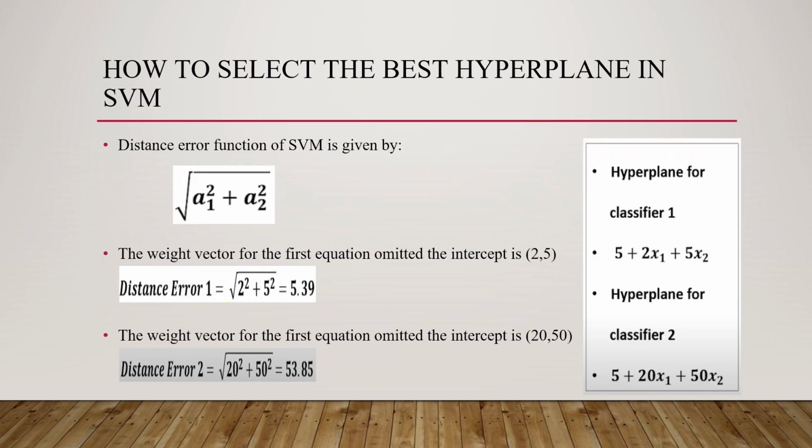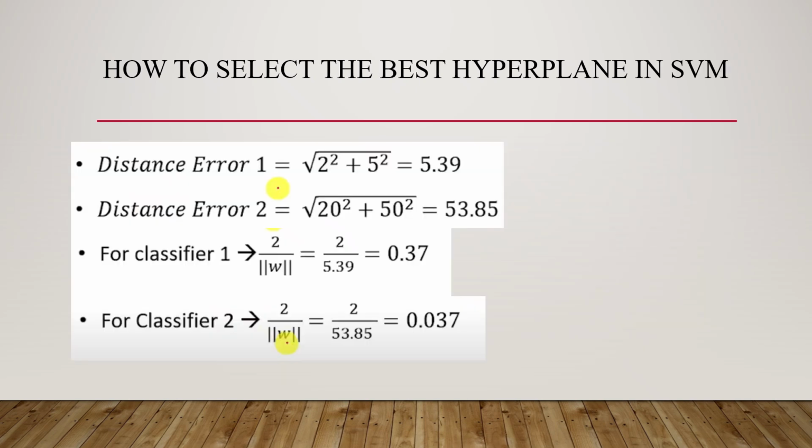The distance error function for the SVM is given by the square root of a1 squared plus a2 squared. From the equations of classifier 1 and classifier 2, if we apply this formula, we get the distance error for the first hyperplane as 5.39 and for the second hyperplane as 53.85. Among these two, we again need to calculate the maximum margin, that is 2 divided by this distance error value. So for classifier 1, I am getting 0.37, and for classifier 2, I am getting 0.037.